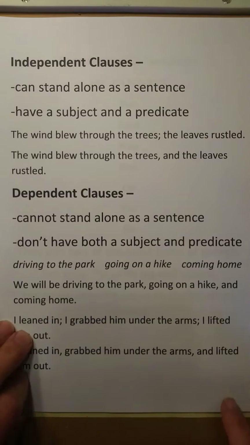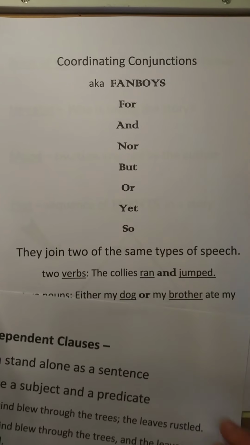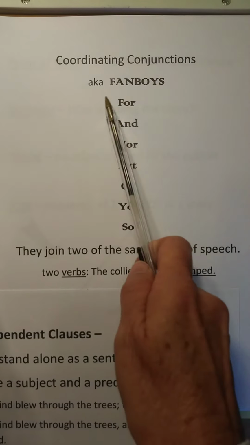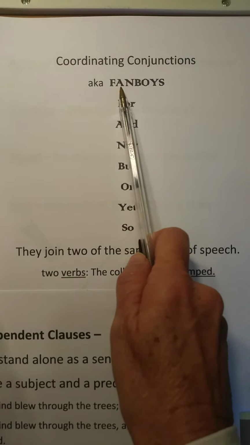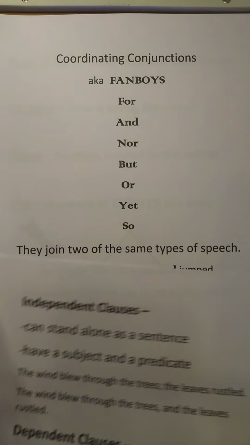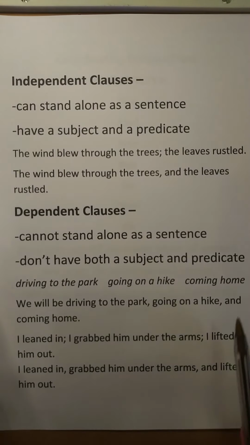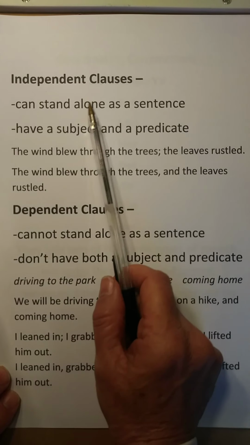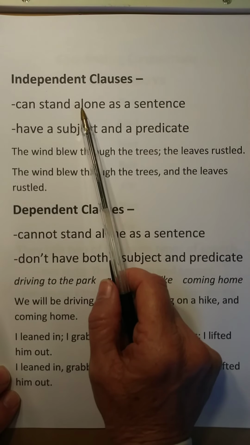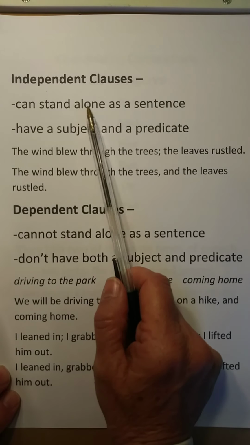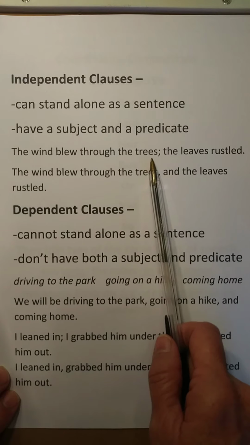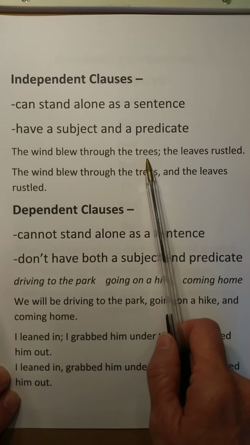Now, we've mentioned coordinating conjunctions before. If you remember, they are called FANBOYS. FANBOYS is the acronym that helps us to remember them: for, and, nor, but, or, yet, so. They join two of the same types of things, and in this case, we're talking about joining independent clauses. Independent, just like a child becomes independent when it learns to walk and feed itself and talk and run and ride a bike and swim. It is independent of its parents. Well, these sentences are independent. They can stand by themselves.